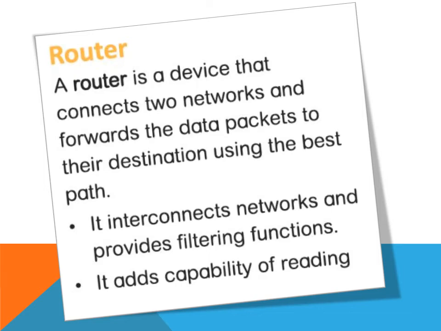Now the router. The second network device that we are going to discuss today is the router. A router is a device that connects two networks and forwards the data packets to their destinations using the best path. So a router can actually not only connect computer devices, but it can connect two different networks together. Okay, it interconnects networks and provides filtering functions. It adds capability of reading. Note down these points, these are very important.